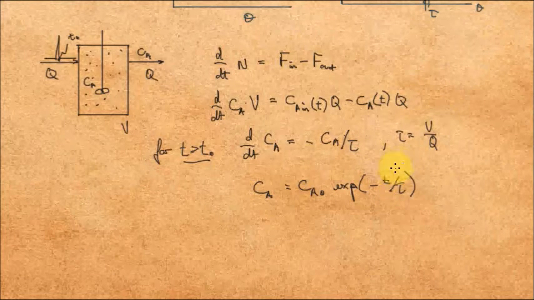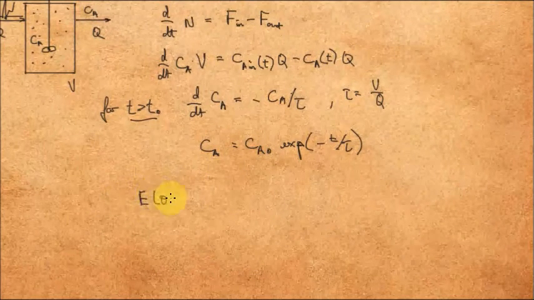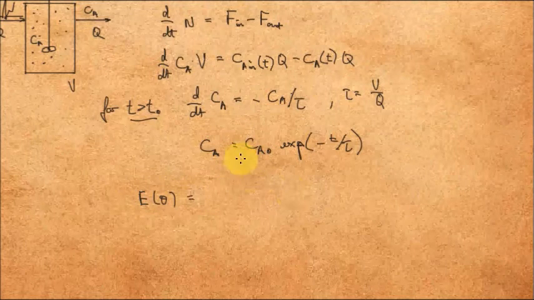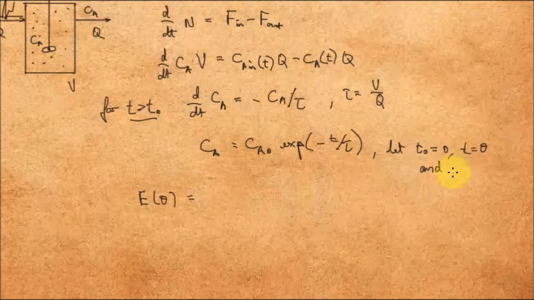Okay, let's leave it like that. So this is telling us how the concentration of the salt is going to change with time, and what we really want is E of theta. So E of theta equals, and we are going to make the usual translation. So we'll say let T0 equal 0. So t equals theta, and also we know that everything gets older at the rate of 1 second per second. So d theta dt equals 1.